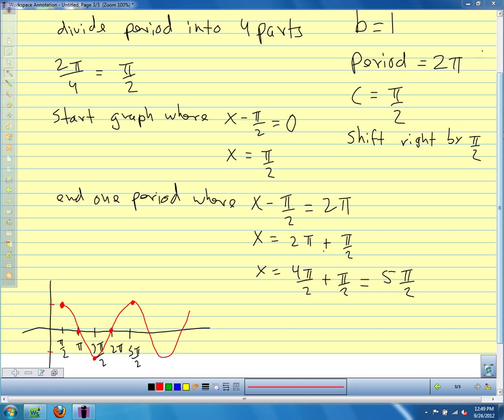Does that procedure make sense? How I picked out my points and how I plotted those points? Anybody shaky on how we're doing that? Let's look at one that is a little more complicated.